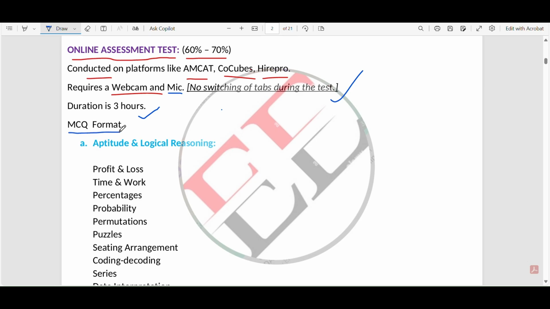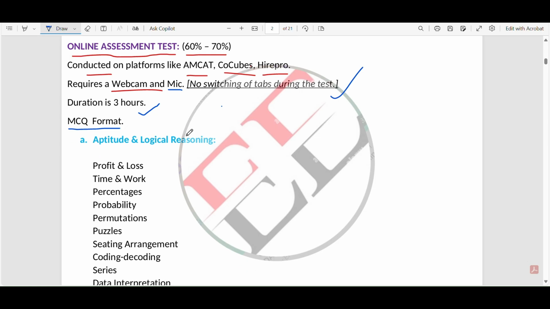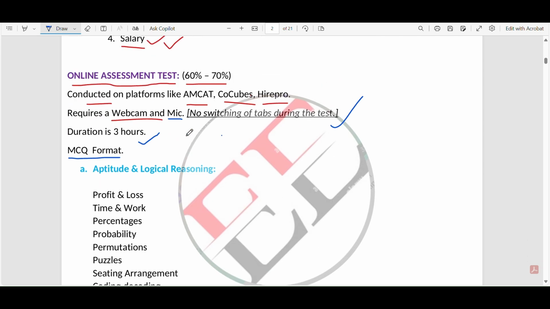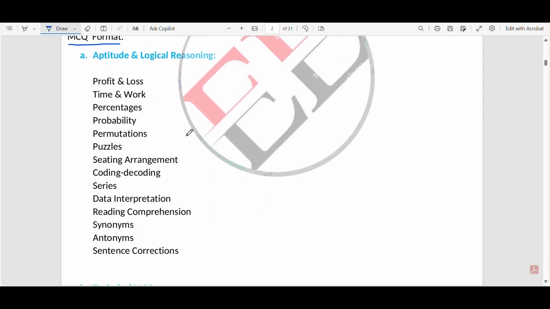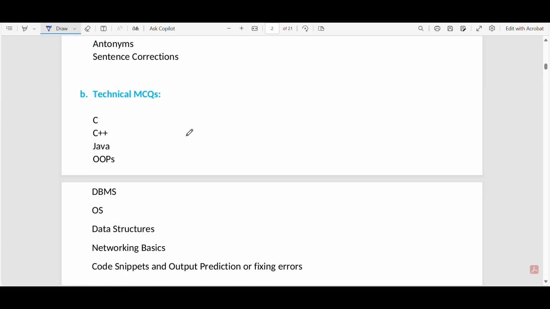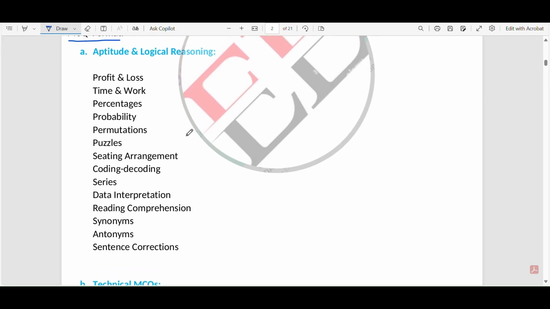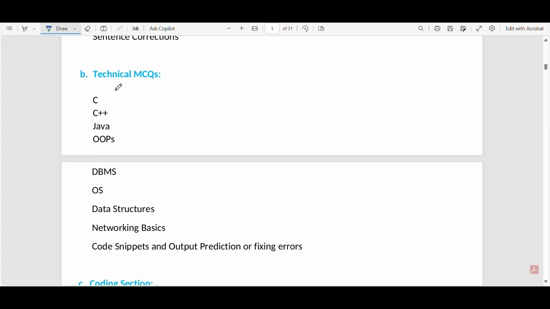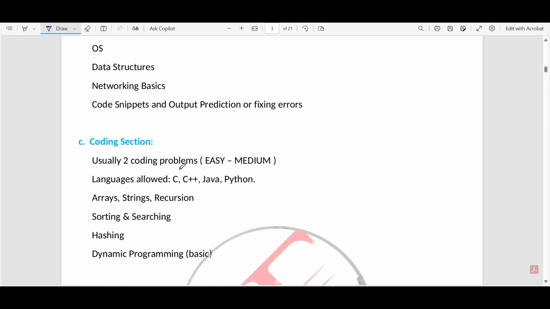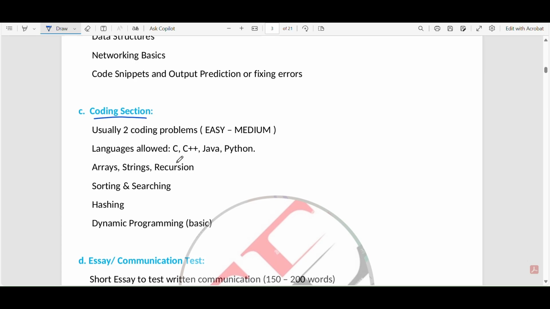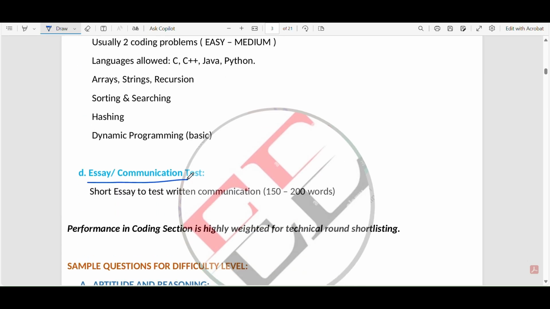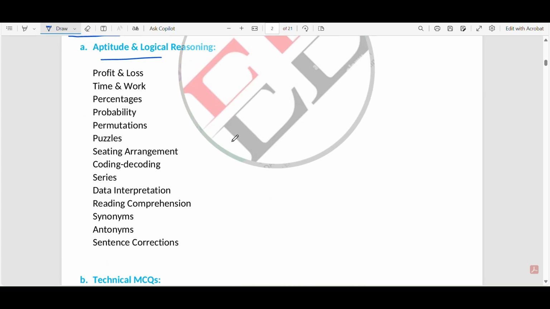This online assessment test would be in MCQ format. You will be given some options and you have to select one of them. In this online assessment test we are having four topics. The first one would be aptitude and logical reasoning, the second would be technical MCQs, the third would be the coding section, and the fourth would be an essay or communication test.